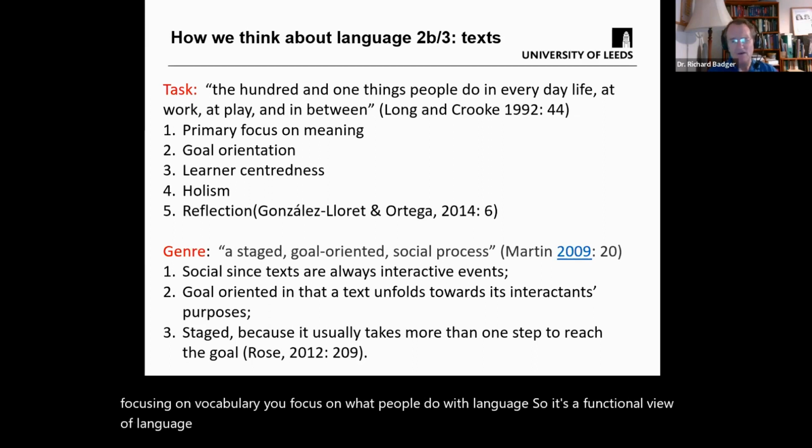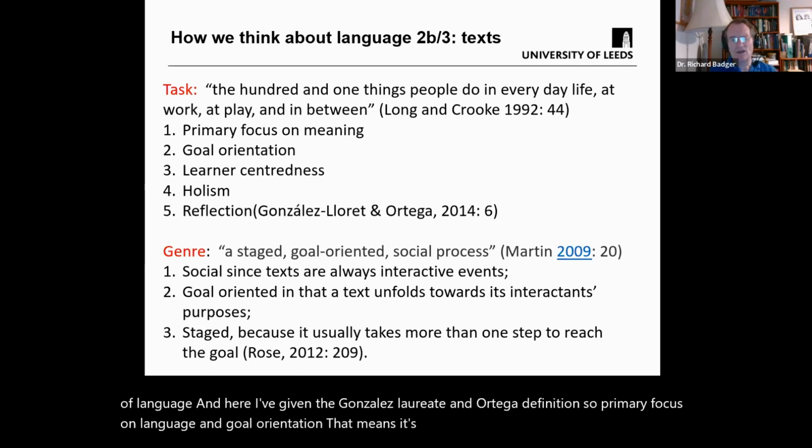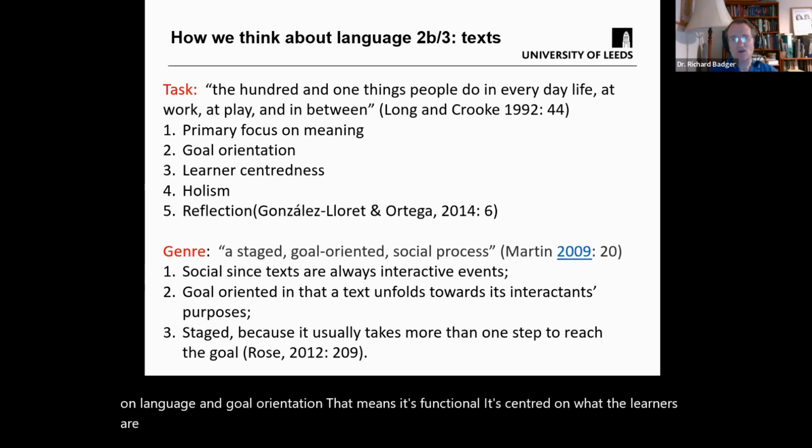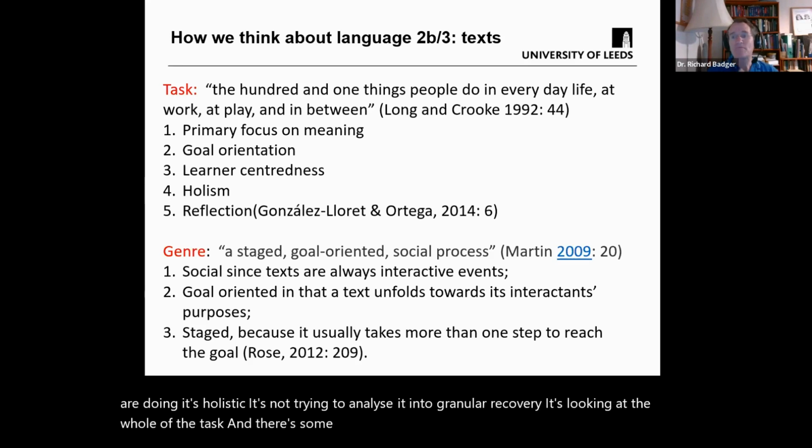And here I've given you the Gonzalez-Lloret and Ortega definition. So primary focus on meaning, a goal orientation, that means it's functional, it's centered on what the learners are doing, it's holistic, it's not trying to analyze it into grammar or vocabulary, it's looking at the whole of the task. And there's some kind of reflection. So the learning happens partly through metacognition.